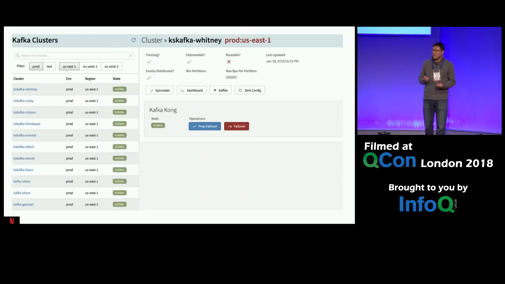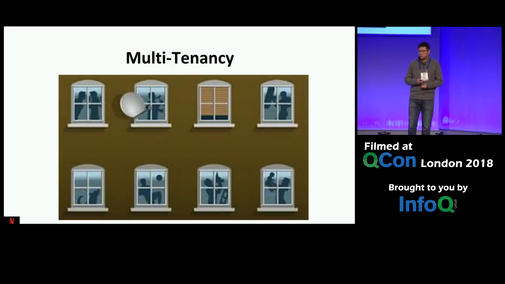Our management service also has an admin portal. This is for our own purposes, where we can go in and manage all of our Kafka clusters from a single place. And we can also easily carry out automated operations like failover from this admin portal. So that's for availability and scalability.